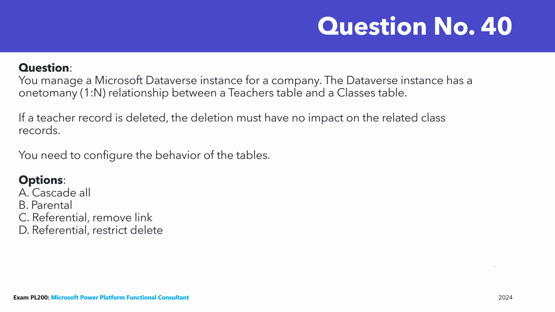Question: You manage a Microsoft Dataverse instance for a company. The Dataverse instance has a one-to-many, one-to-N relationship between a teacher's table and a classes table. If a teacher record is deleted, the deletion must have no impact on the related class records. You need to configure the behavior of the tables. Options: A, cascade all. B, parental. C, referential, remove link. D, referential, restrict delete.